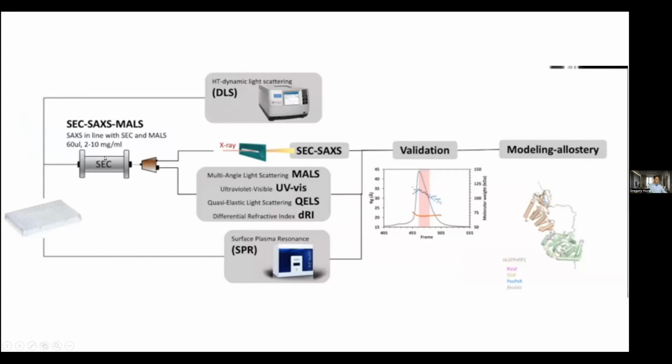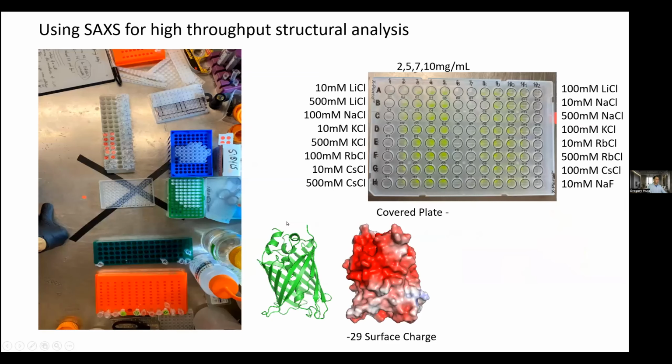So this is the sort of workflow: X-rays, SEC, through SEC you get these profiles, and then you apply your modeling tools. In parallel, there's MALS, UV-vis, QELS, and a refractive index that you're measuring. We also have other tools like a dynamic light scattering plate reader and an SPR machine, which we're starting to implement into certain workflows. All right, let's see if this movie will play.